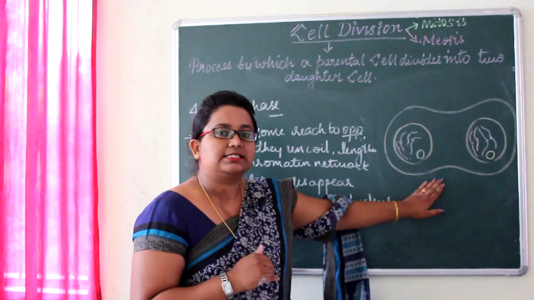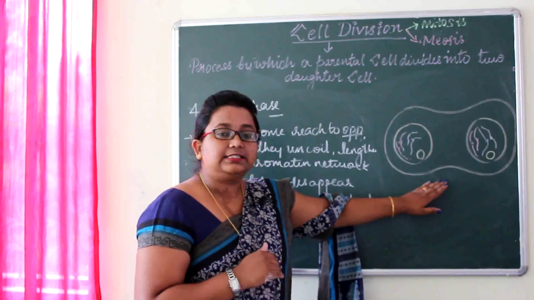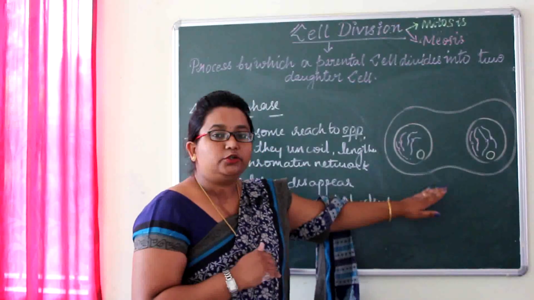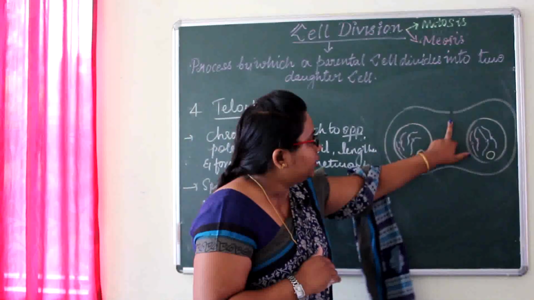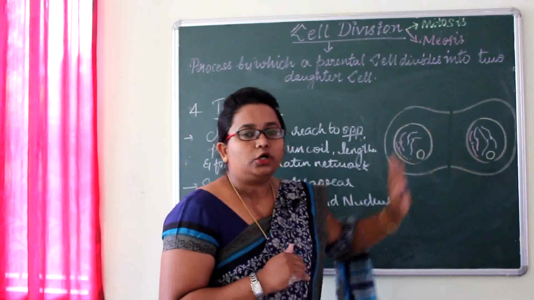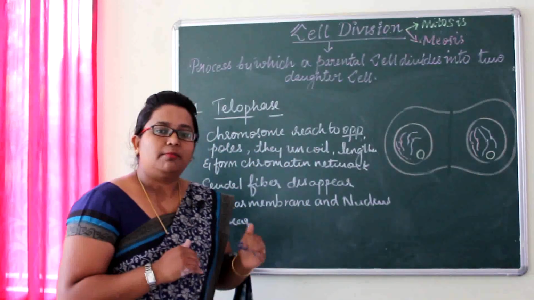Here the karyokinesis is finished, that is the division of the nucleus, and now the cytokinesis occurs, that is nothing but the division of the cytoplasm. This cytoplasm divides and forms two daughter cells. This is the process of mitosis.